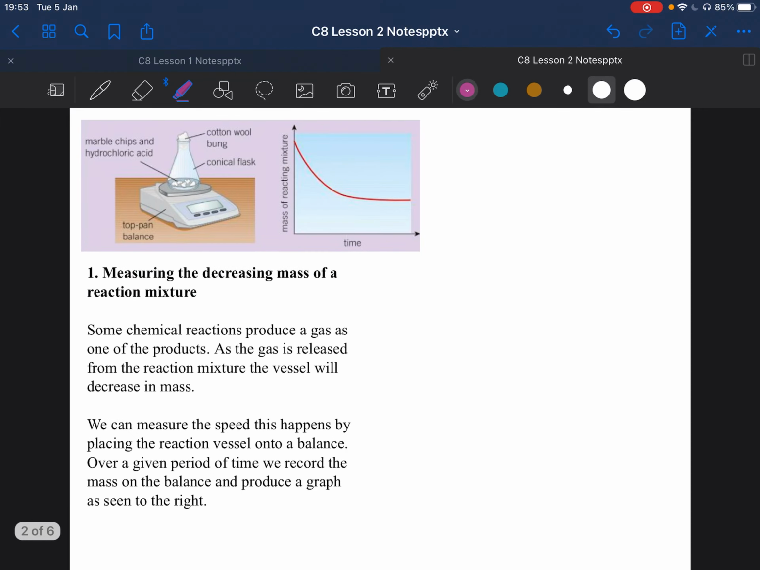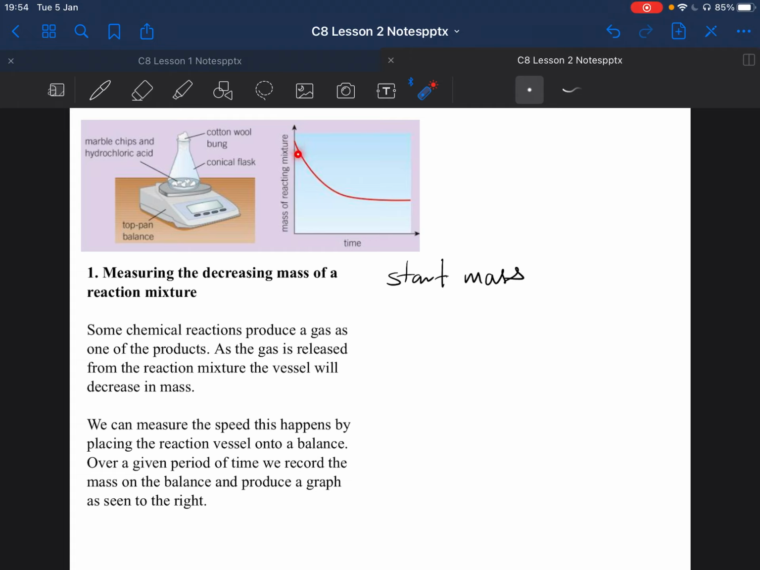Okay, so let's start with our first practical, and that's measuring the decrease in mass of a reaction mixture. What we would do is take a top pan balance like this one right here. We would place our reaction vessel on top of it, and then we would mix our reactants, like the marble chips and hydrochloric acid, into the reaction vessel. We would then take a start mass at the very beginning, and after that we would time a set amount of time and take readings. So for example, we might say every 30 seconds we will write down what the mass then is.